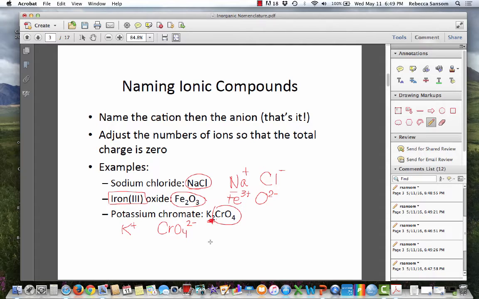Totally clear now that I scribbled there. I'll point to it this way. Ding, ding, ding. Okay. 2 potassiums, that gives me +2, 0 for 2 minus, and it adds up to 0, which is what I want. All of my ionic compounds are going to be neutral.